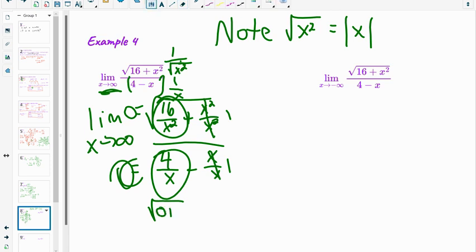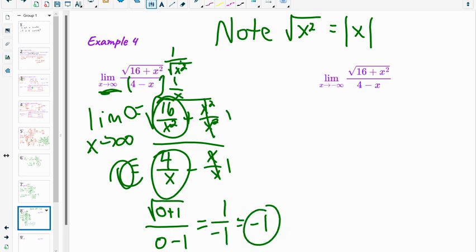This is 0 plus 1 over 0 minus 1. 0 plus 1 is 1. Square root of 1 is 1, over negative 1. So our final answer is just negative 1. Okay.